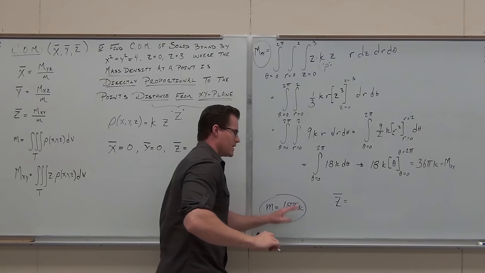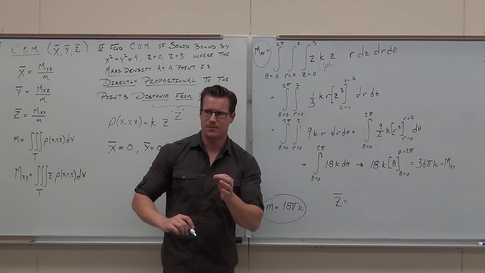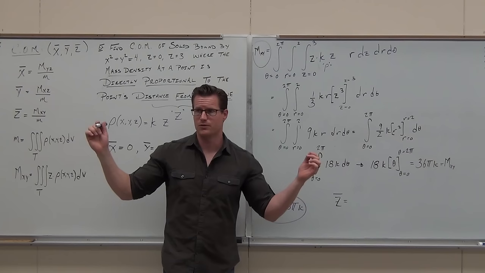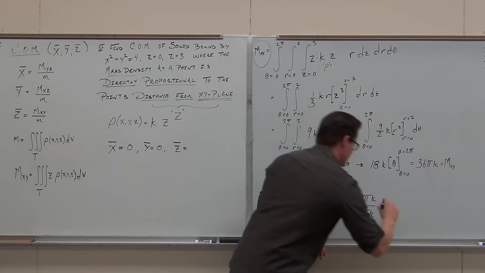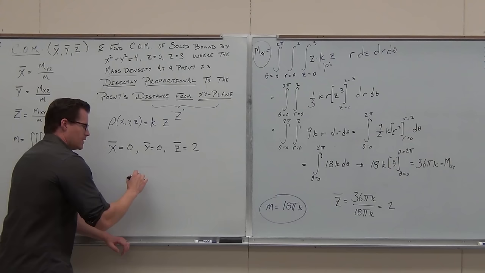Can you see why I didn't care about the k? I have a k in both mass density functions. It's going to disappear for the center of mass. Equals? Two. Gotcha. So our center of mass is 0, 0, 2.